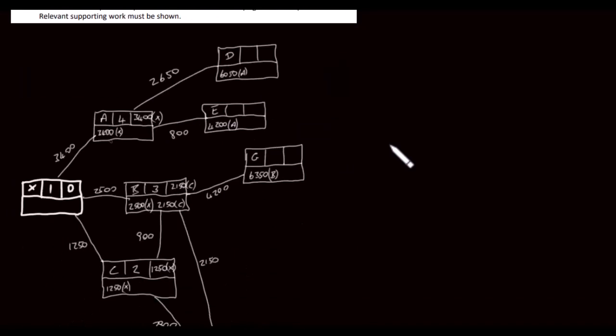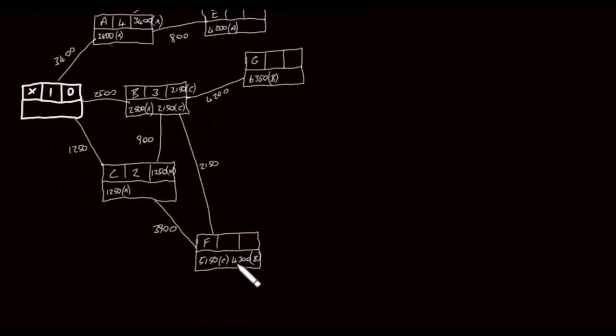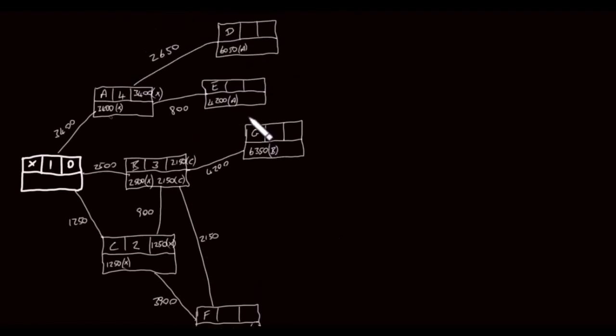So what we've got to do now is look at all the uncompleted nodes again. So it's 6050, 4200, 6350, and 4300. So the lowest one here is actually at E. So E is going to be number 5. So this is our 5th completed node, and that's 4200, which has come from A.